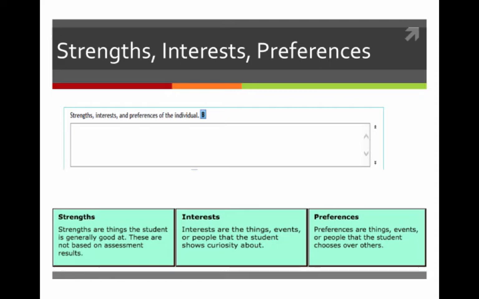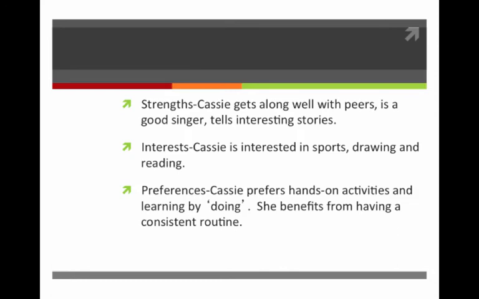Notice the blue bank button. Because this information is specific to each student, you might want to save a generic statement that prompts you to gather this information during the meeting. Here's an example of strengths, interests, and preferences for a student.